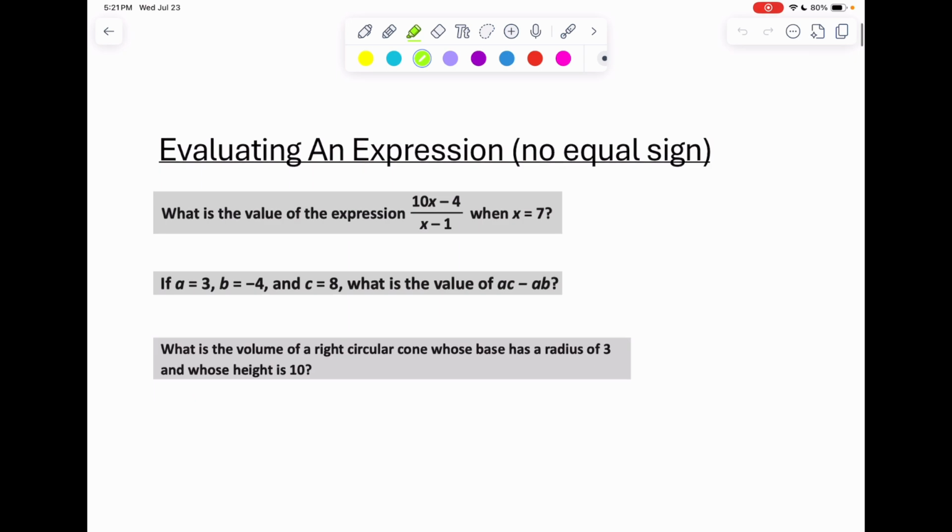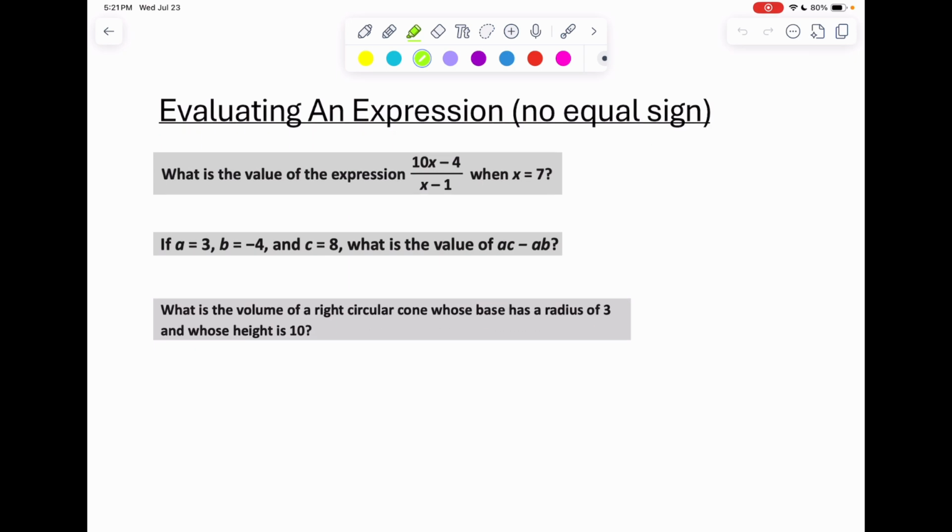So looking at that first one, what is the value of the expression 10x minus 4 over x minus 1 when x is 7? We're going to go ahead and make x 7 and see what it equals. So the first thing you're going to do is copy out the expression, but instead of the x, you're going to put parentheses. And this is going to keep you nice and safe with your signs, and you're going to enter it into your calculator just like this with the parentheses.